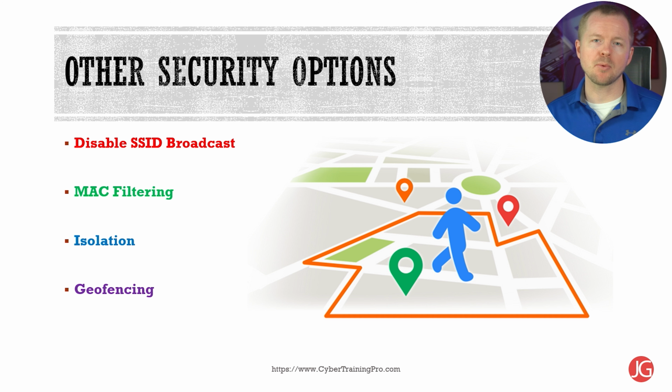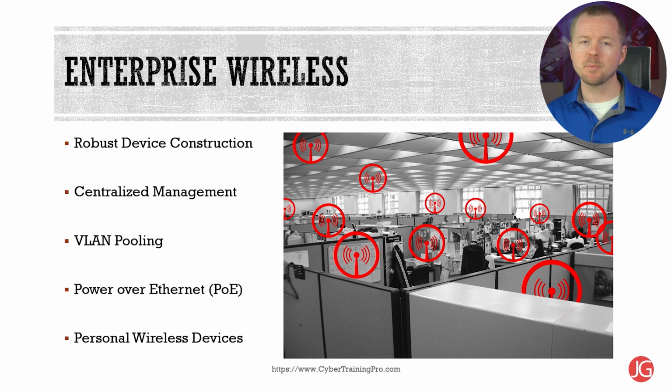Isolation, or guest network isolation, is where you logically separate devices on the wireless network and the wired network. This is commonly used on public Wi-Fi networks. And then geofencing basically restricts access to a physical location. So for example, if you were connected to the network at your desk and then you walked across the street, that signal would drop.